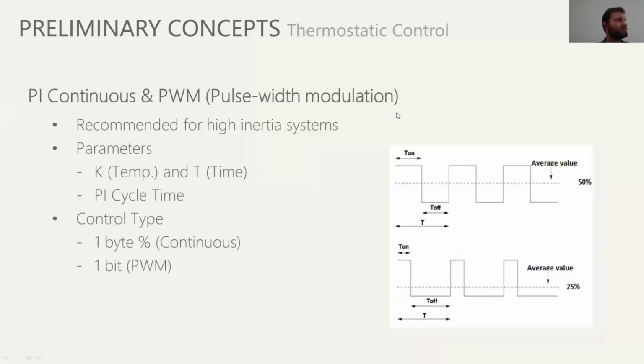So then another way of controlling is via PI continuous or PWM, which means pulse width modulation. It's basically the same thing, or the principle is the same. It's a PI controller. PI controller requires 2 parameters to be defined, which are the temperature and the time, and that's what temperature difference your system can achieve in a given time.